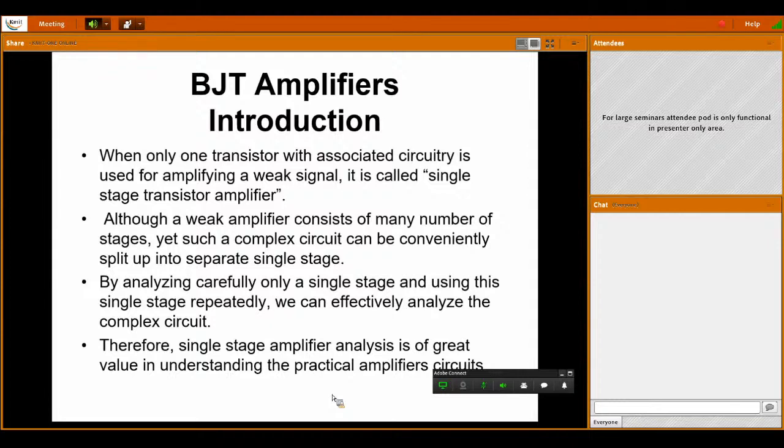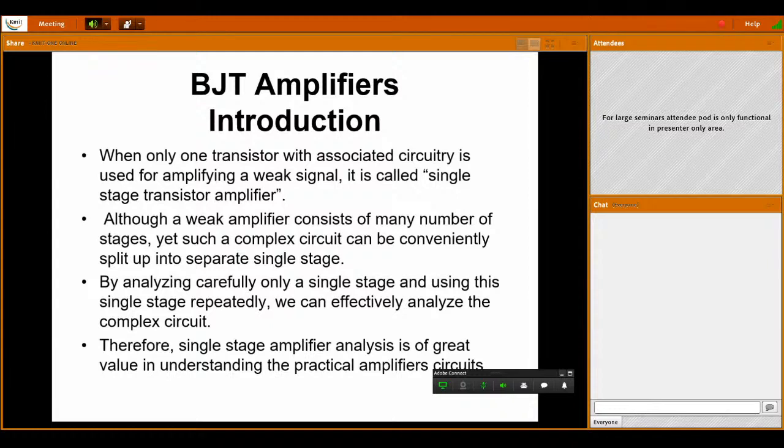So hence it is called an RC coupled amplifier. Now, let me first deal with the single stage CE amplifier. In this single stage CE amplifier, the transistor is the most important component, which can amplify your weakest signal. When only one transistor is associated with the biasing circuitry, used for amplifying weak signals, it is called a single stage transistor amplifier.